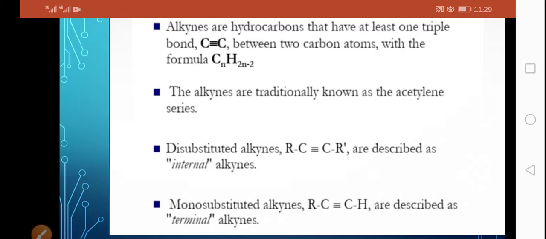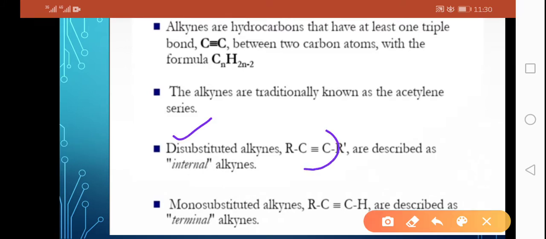Number third, you can see that disubstituted alkynes are described as internal alkynes. Disubstituted means that carbon to carbon triple bond will be present in between the two alkyl groups, and they are called the internal alkynes. And we will see the examples of internal alkynes in onward going discussion.